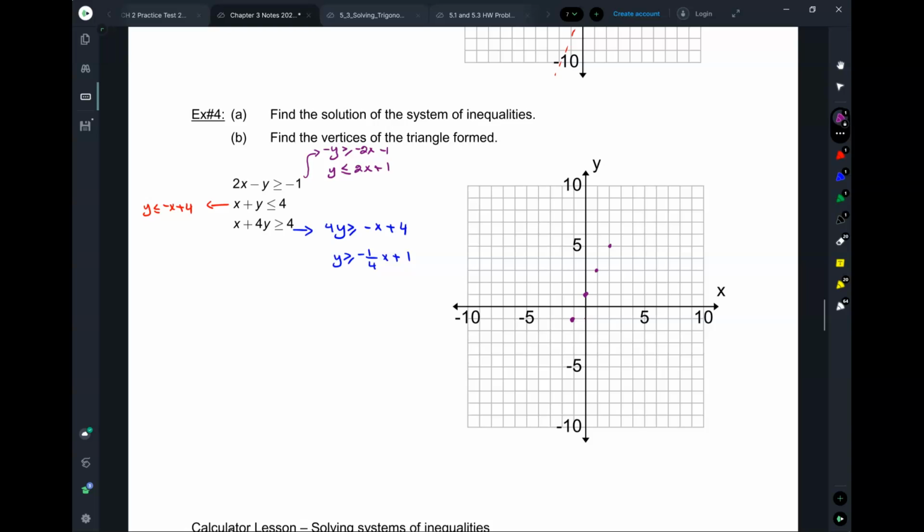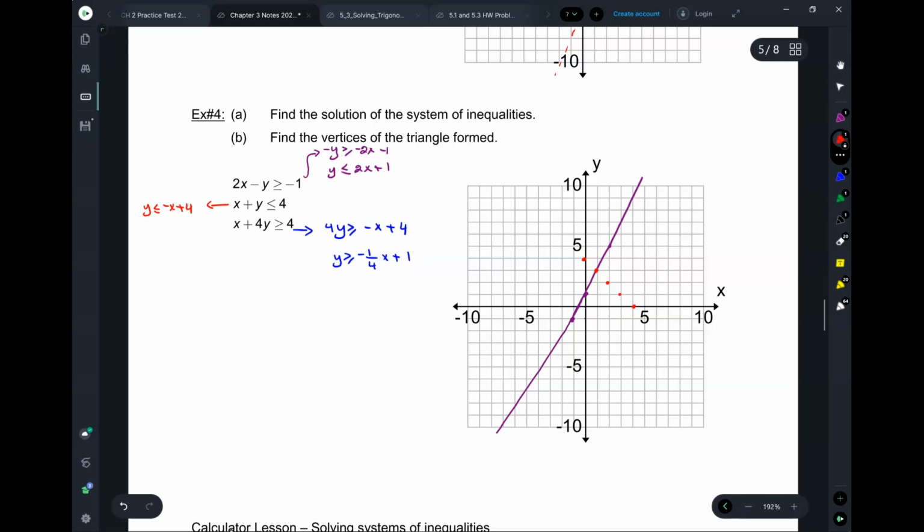Okay, where are we shading the purple one? Above or below? Below, this way, right? And the red one? Also below. Okay, next the blue one. We go up to 1 and then down 1 over 4.